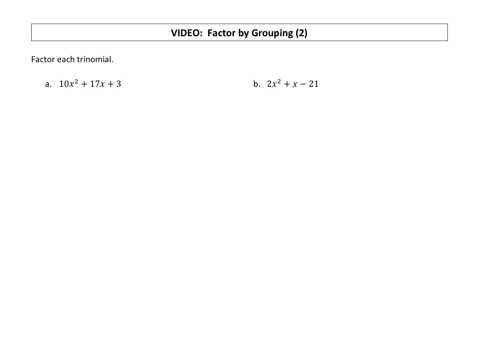All right, so we just saw factor by grouping in the last video. So let's just run through a couple examples just so you see it more than one time. So factor each trinomial. In part A, we have 10x squared plus 17x plus 3.